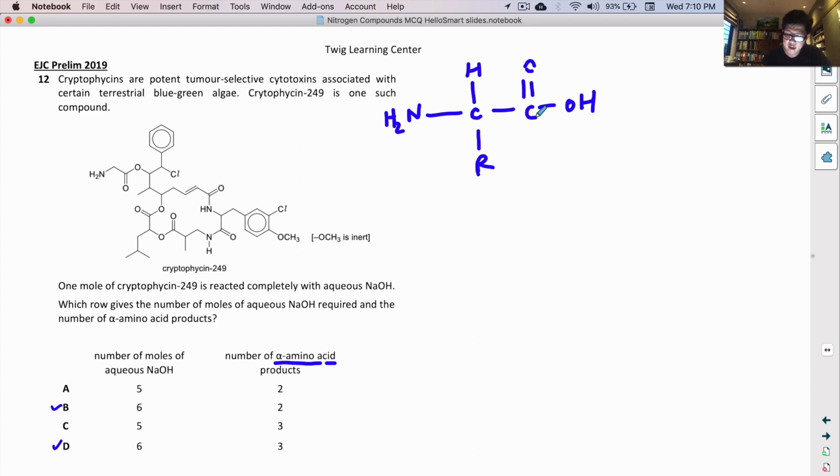It must only have one carbon. This is called the alpha carbon. There's only one carbon between the COOH and the NH2. And of course you have the R group. So I hope I'm going to just show you where they are.